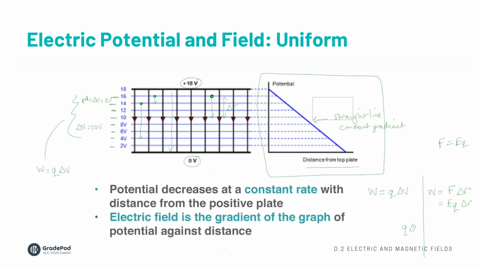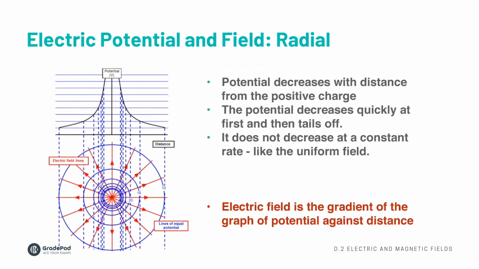Let's say Q delta V equals EQ delta r. Well, the Q can be cancelled on either side, and we can rearrange that equation to give us E equals delta V over delta r. This is the rate of change of potential with distance, or in other words, it's the gradient of a potential distance graph. Let's see if this holds true for a radial graph.